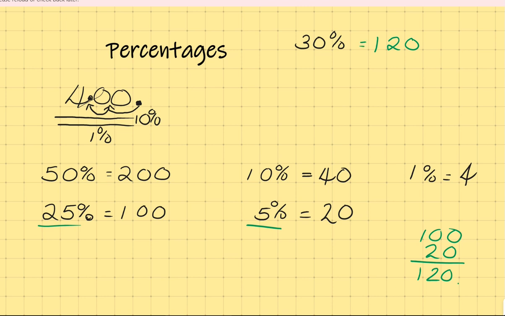Now, there's other ways to do it as well. You might think, oh, 10%. What's 3 times 40? So 40 times by 3, that'll give you 120. So that's another way to do it. Or if you wanted to, you can do your 1% and just times your 1% by 30. So 30 times by 4, that'll give you 120. So there's several ways that you can find that 30%, okay?